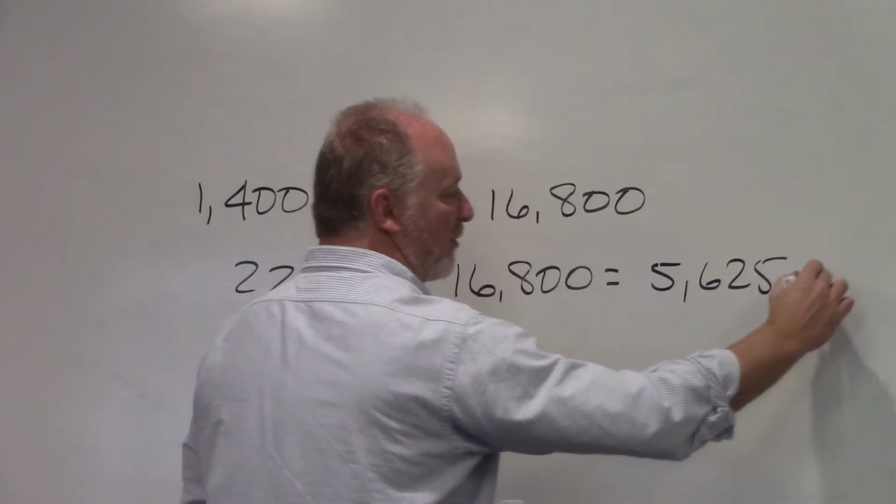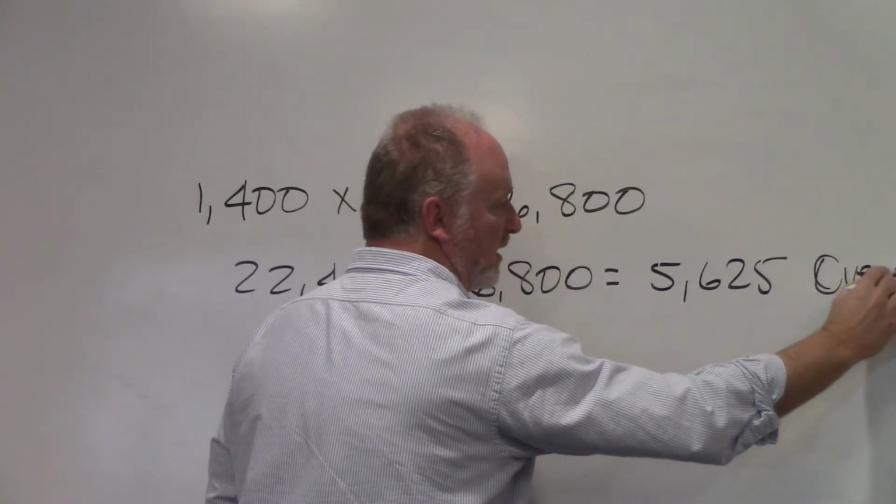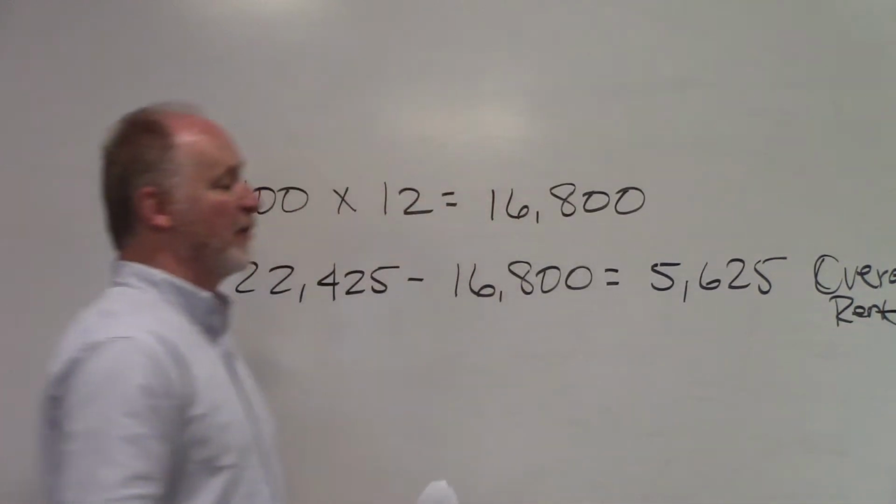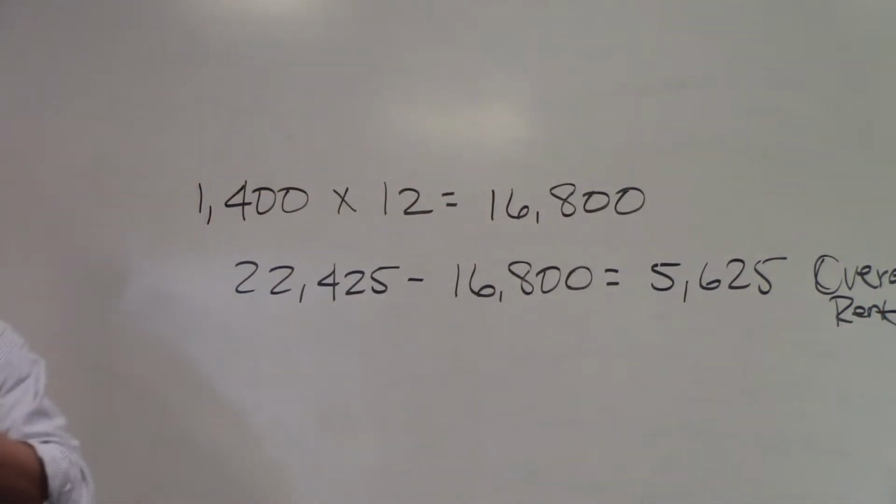$5,625 is what I would call his overage rent. In other words, that's the amount of rent he actually paid that is in relationship to his sales. Okay?